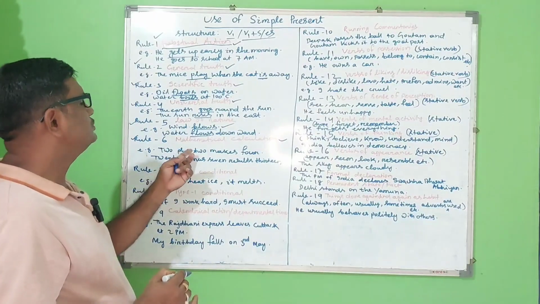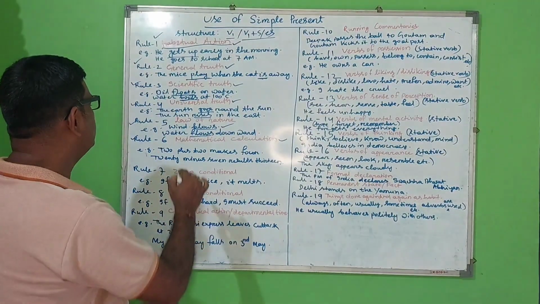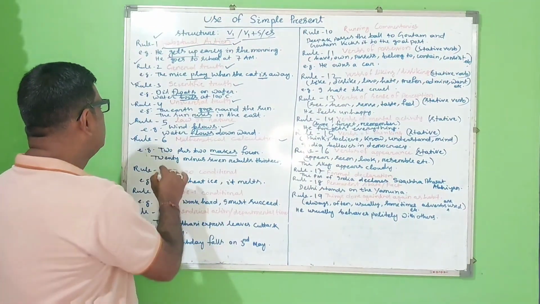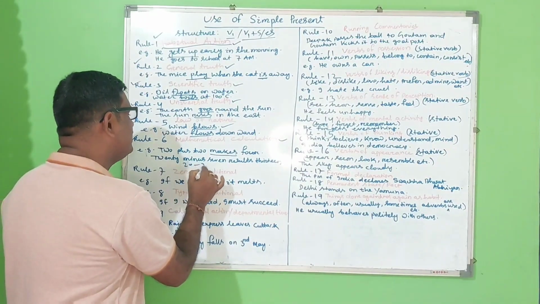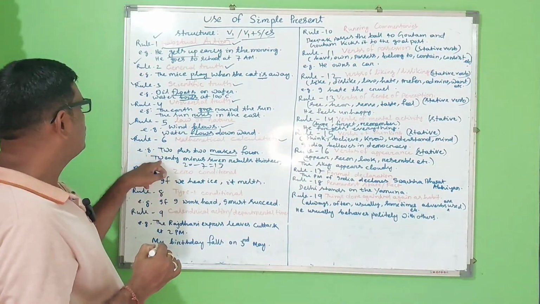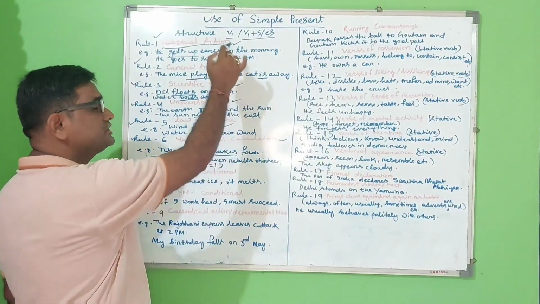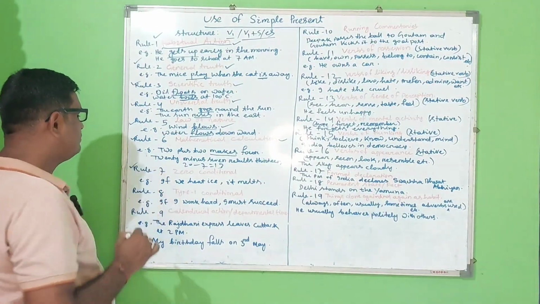When we do some mathematical calculation, we use simple present tense. Example, 2 plus 2 makes 4. 20 minus 7, when we express this, results 13. So 20 minus 7 results 13. So to express mathematical calculation, we use simple present tense. Then rule number 7.